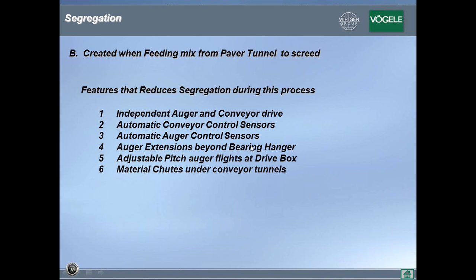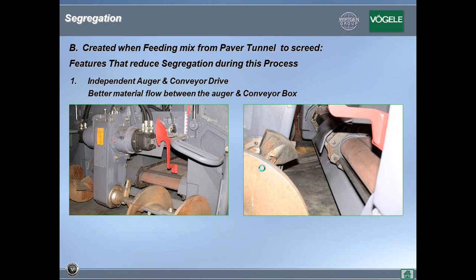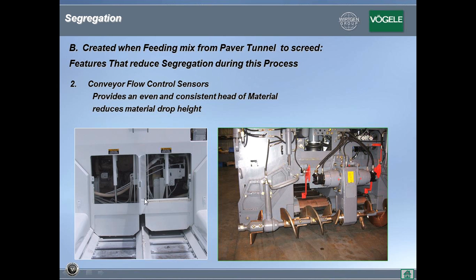Auger extensions beyond the bearing hangers help that mix move freely under the bearing hanger. Adjustable pitch auger flights and material chutes under the conveyor tunnels are all things that help the material flow. And here you could see the independent auger and conveyor drives. Some of the older pavers had a D-drive box, which would be a wall attached to the tractor, so it would be difficult to feed mix under the auger box. As you can see here, with this box being very narrow, these flights push mix under the box to help minimize that center line segregation.